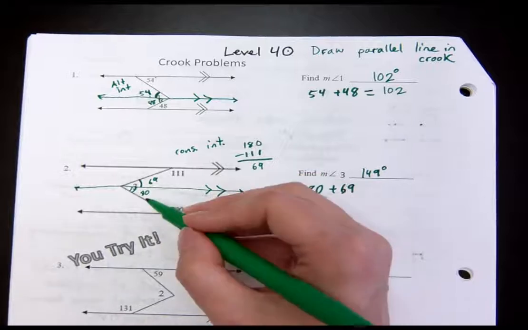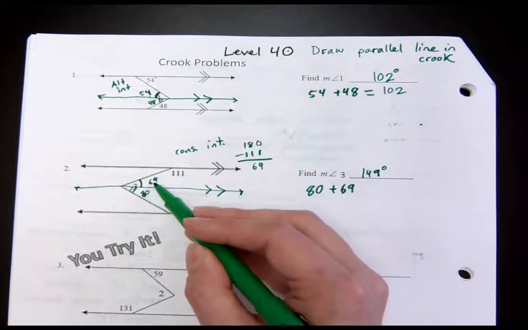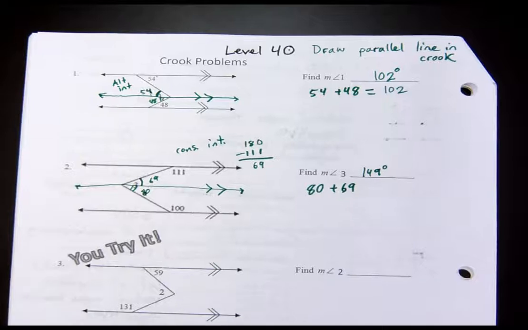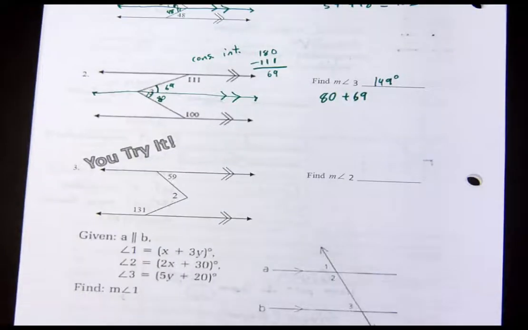So 800, and then this would be 80 plus 69. Did we do it right? Yes. All right, you try. You're going to pause the video. Work on this one in your groups.